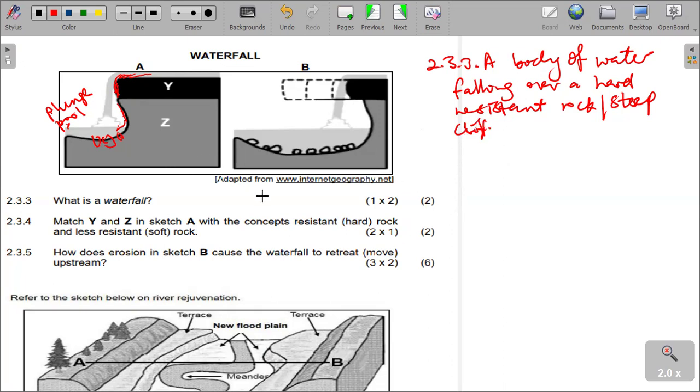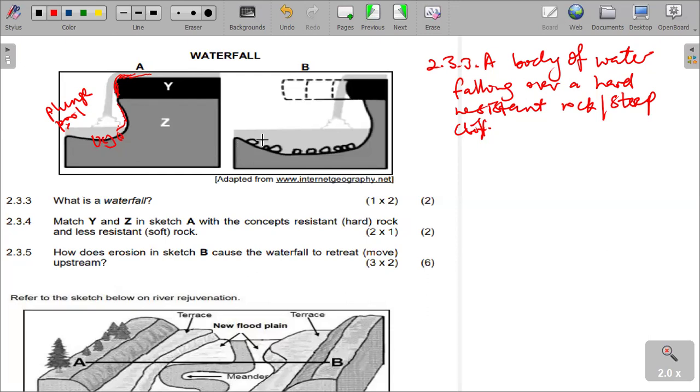As you can see, in other words, again, we can say that a body of water, or a river, flowing over a hard resistant rock overlying a less resistant rock, where the resistant rock forms an overhang, which the water flows on, and then it loses contact, then it falls down, forming a plunge pool.